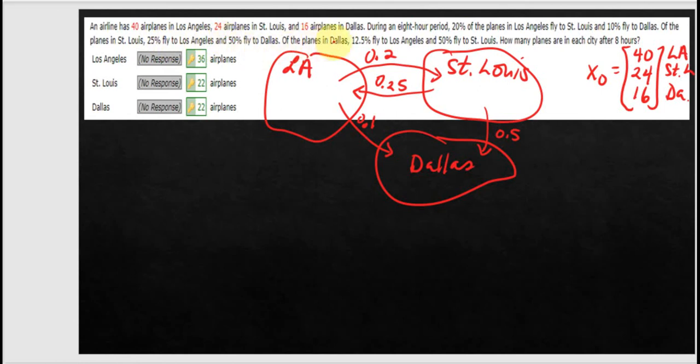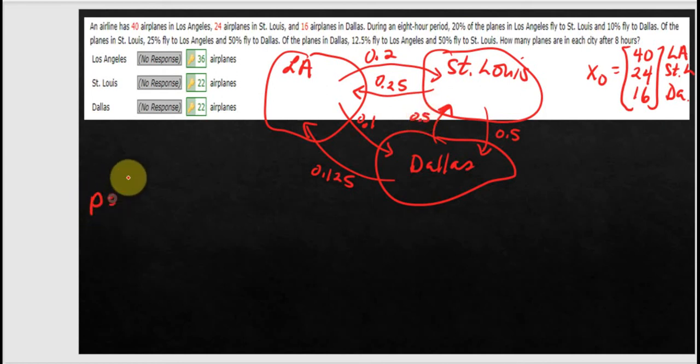Of the planes in Dallas, 12.5% fly to Los Angeles. So here, 0.125. And then 50% of the planes from Dallas fly back into St. Louis. Okay. So we're going to build this transition matrix now.